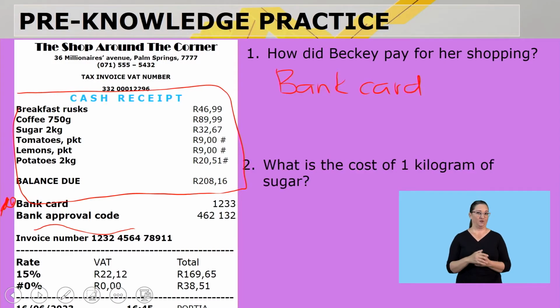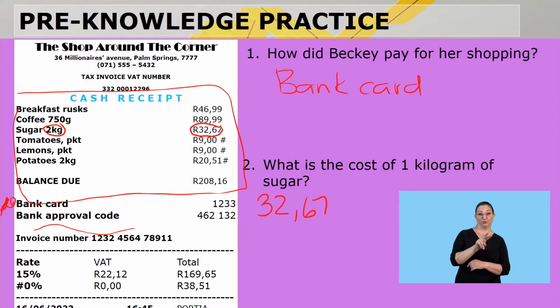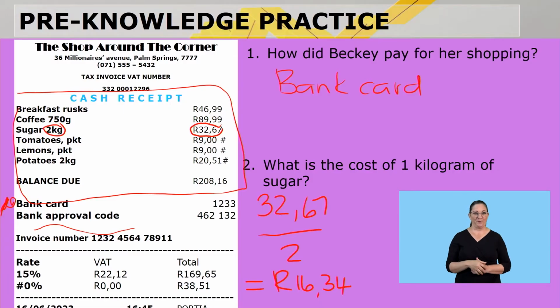What is the cost of 1 kilogram of sugar? So now we need to go and look for sugar. She bought 2 kilograms for 32 Rand 67. So therefore we're going to say 32 Rand 67 divided by 2, and then the cost or the rate per kilogram is then going to be 16 Rand 34.